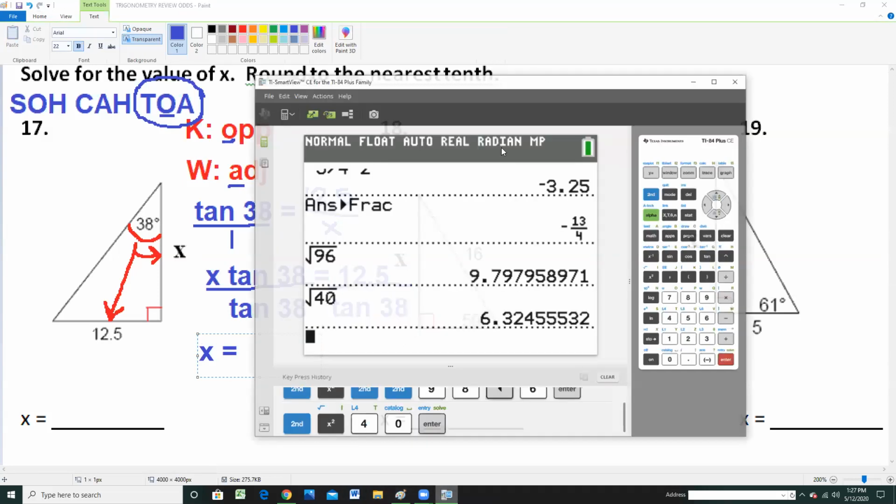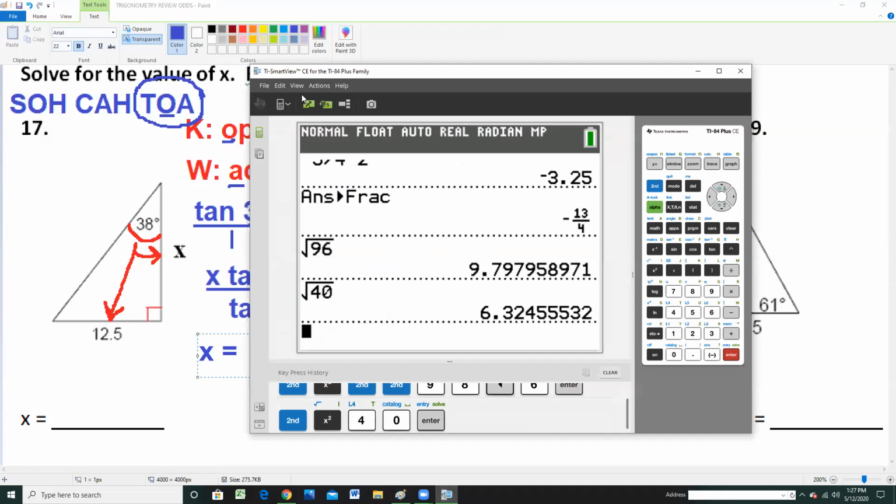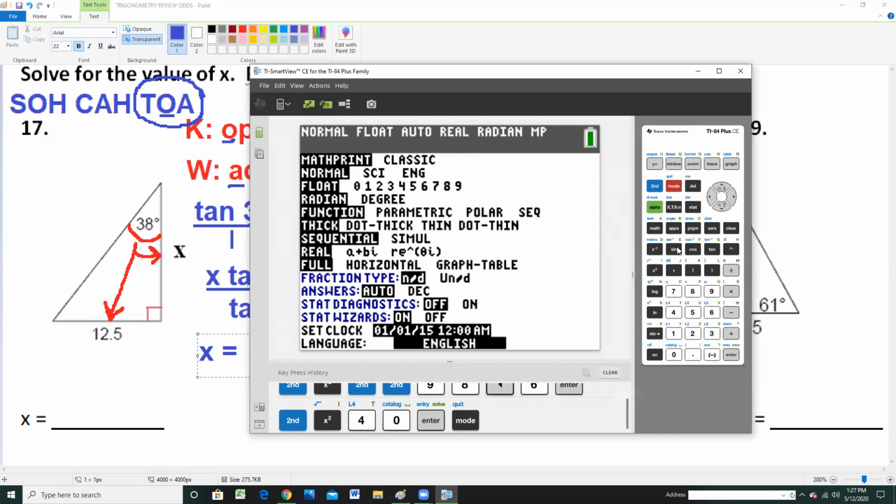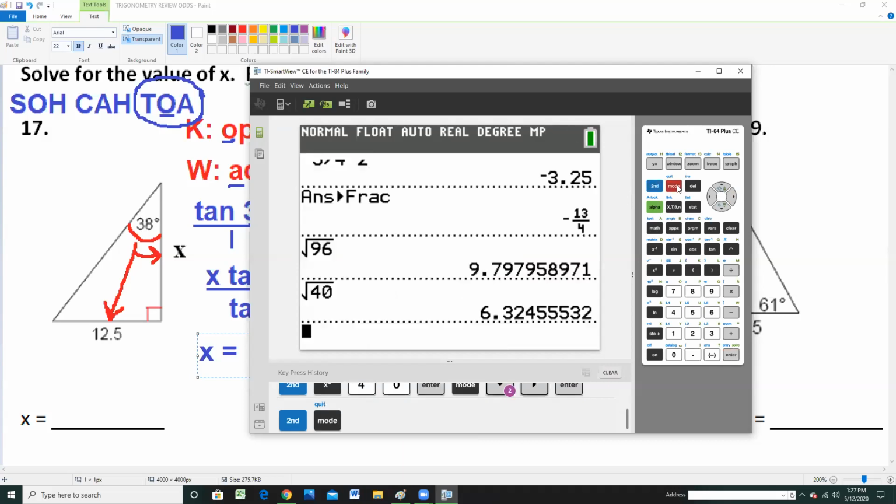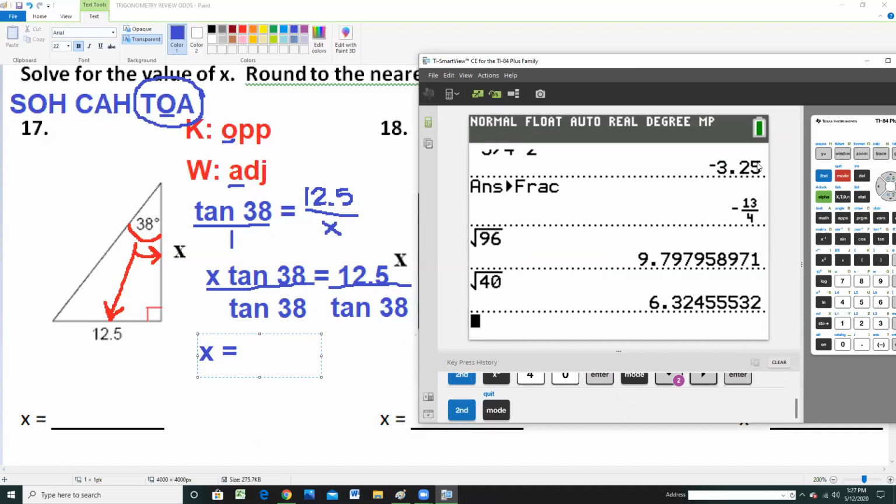Now, whatever calculator you use, I'm okay with it, as long as you double check and make sure that that calculator is using degrees. Degree mode is the most important thing, and most of these calculators have a mode that can be changed. So anyway, from there, we'll just take care of it. 12.5 divided by the tangent of 38. Boom, we're done.